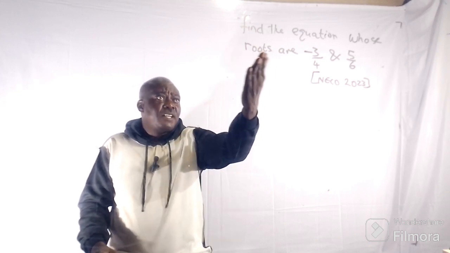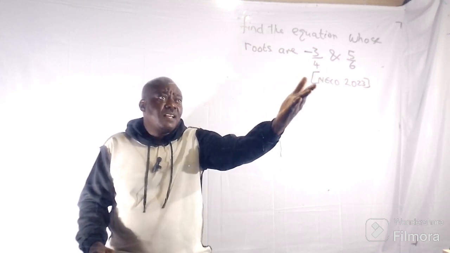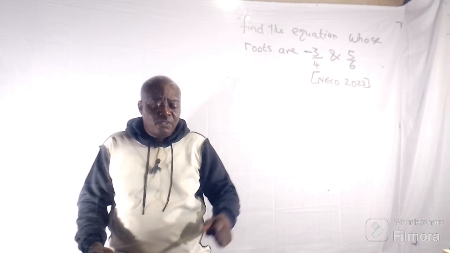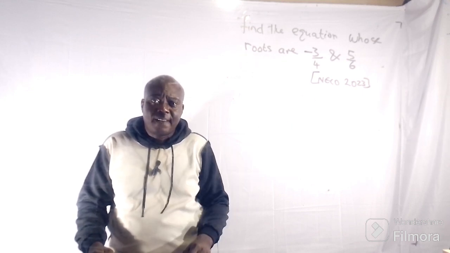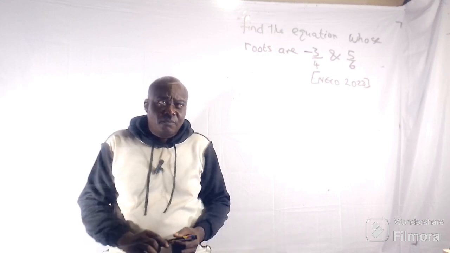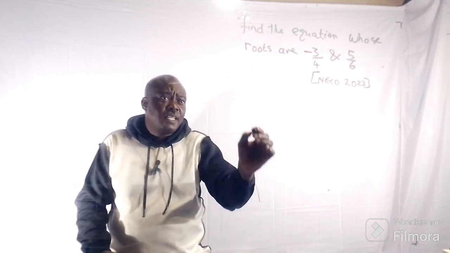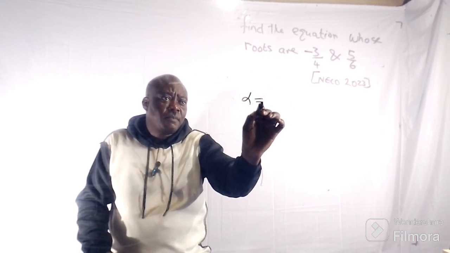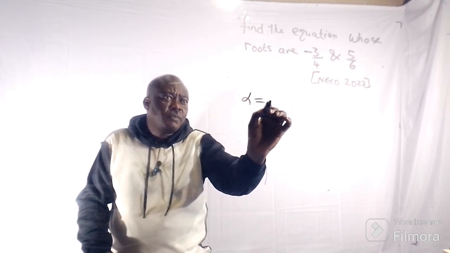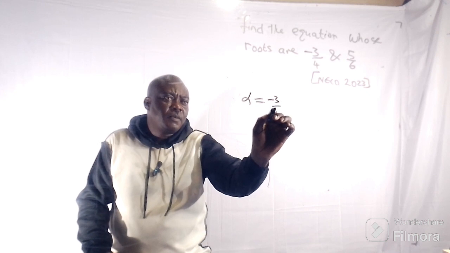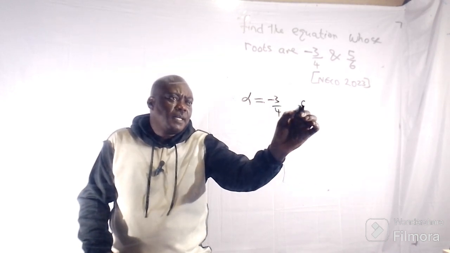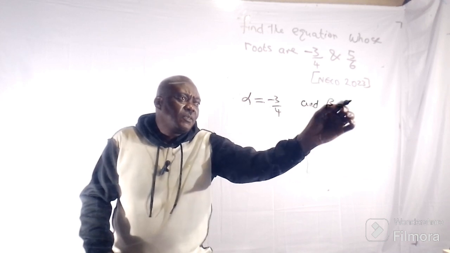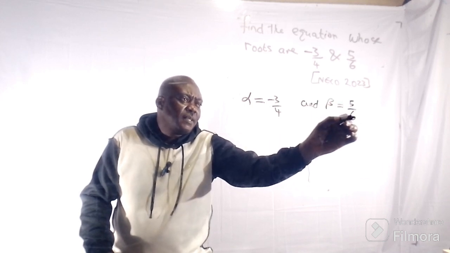That is, find the equation whose roots are minus 3 over 4 and 5 over 6. This question was gotten from NECO 2023. This is how to approach this question. Now let alpha be the first root, equals minus 3 over 4, and beta equals 5 over 6.